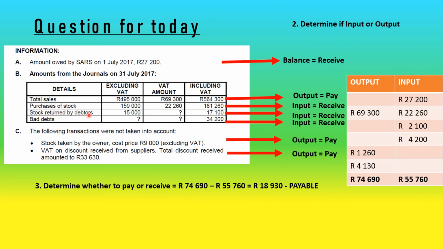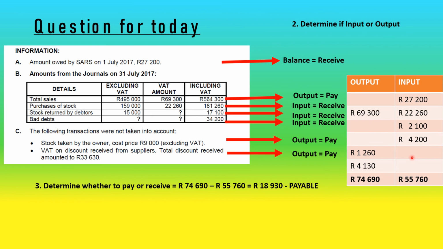Right? Stock returned by debtors. So now when debtors actually return stock, that means a sale had happened and you no longer have that sale because your debtor has now returned your stock. Therefore, the amount that you were supposed to claim from them under sales, you need to deduct it under stock returned by debtors because debtors are giving you stock. They're not going to pay you for that money.